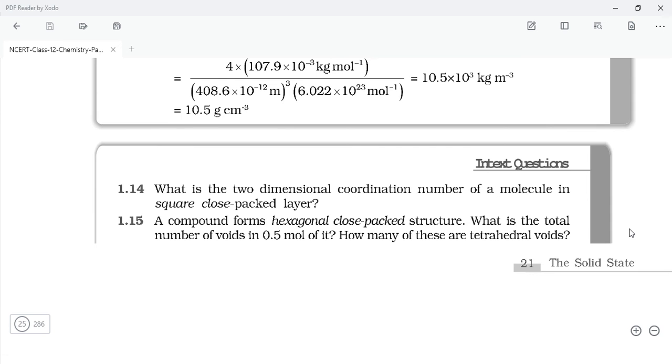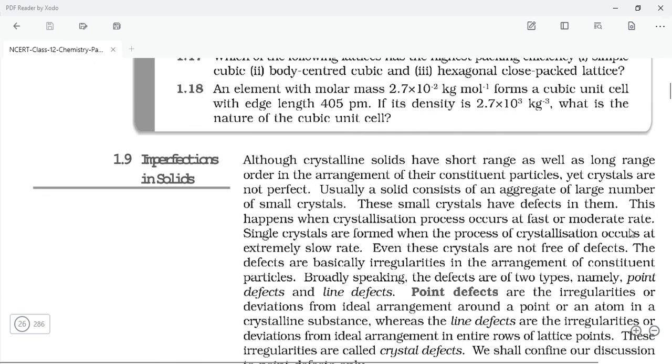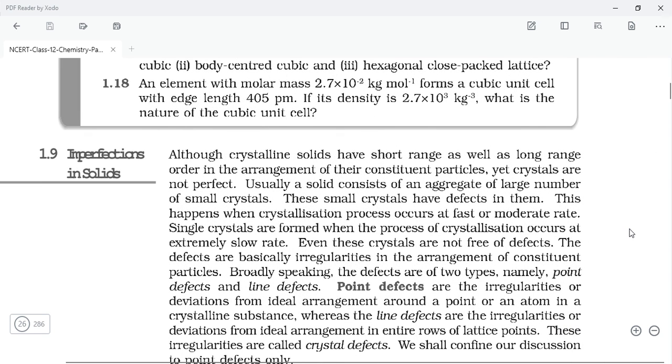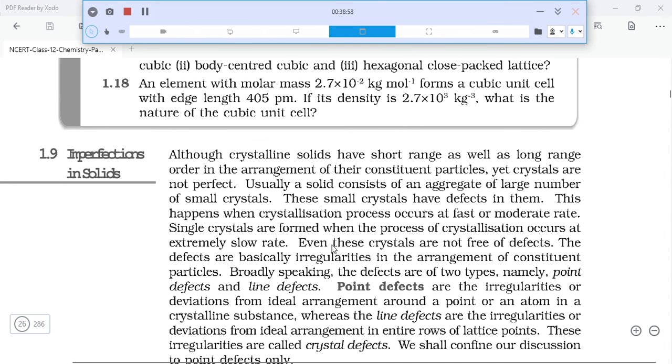Similar examples, you can solve them. And I guess this should be it for now. Imperfections in solids, we will continue in the third lecture, I guess.